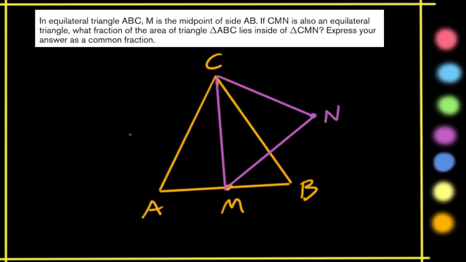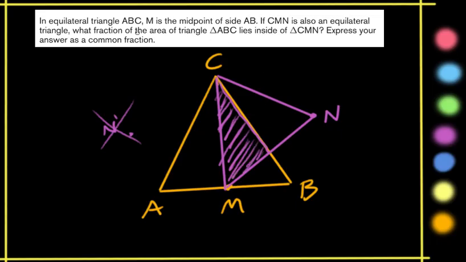So again, we could have put N over here. Maybe I'll just draw an N prime. That one we could have done, but we just picked one. So N is over here. CMN is also an equilateral triangle. What fraction of the area of triangle ABC lies inside triangle CMN? Okay, so they're talking about the part that is the intersection between these two equilateral triangles. That's this area here.